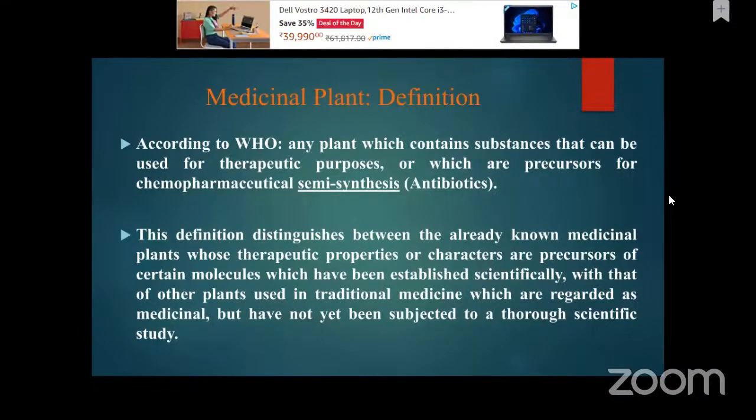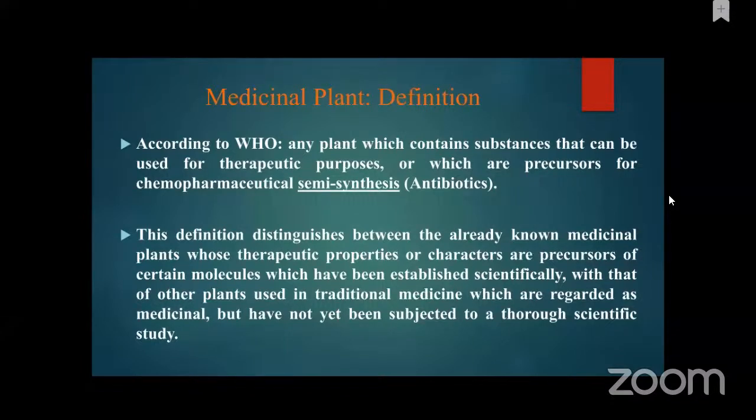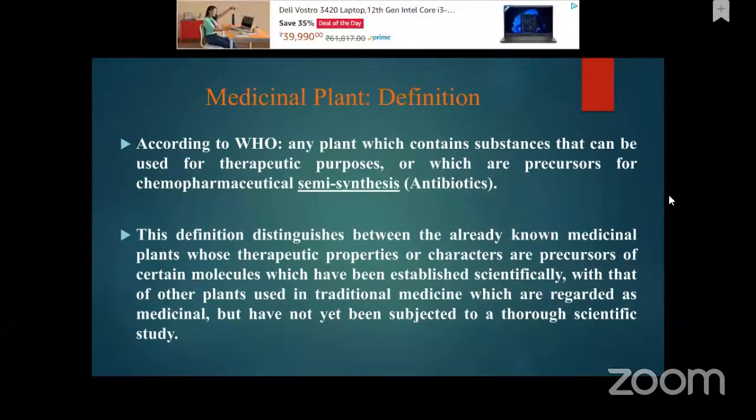If something is there, that plant can be treated as a medicinal plant. Any plant which contains substances that can be used for therapeutic purpose, right? Therapeutic purpose means curing some disease or some illness, like chemotherapy, some therapies. Therapy means curing some disease or illness. Any plant having some therapeutic applications is known as a medicinal plant. Whatever the compound, it may even have antibiotic properties, etc.